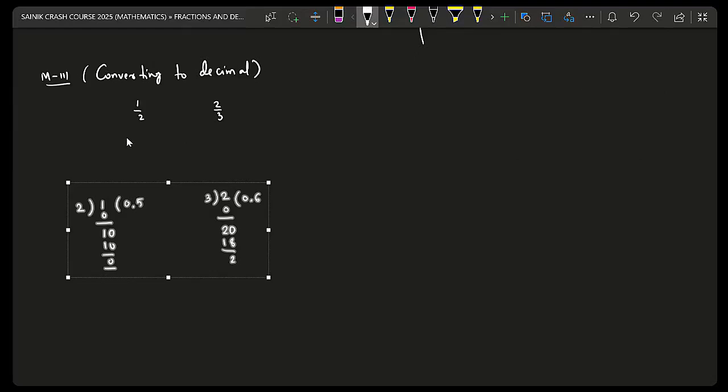So 1 by 2 we got 0.5 and 2 by 3 we have 0.6. See, clearly we can see that 0.6 is greater, 0.5 is smaller. So 0.5 is less than 0.6. So the comparison between these two is 1 by 2 is less than 2 by 3. This is converting to decimal.